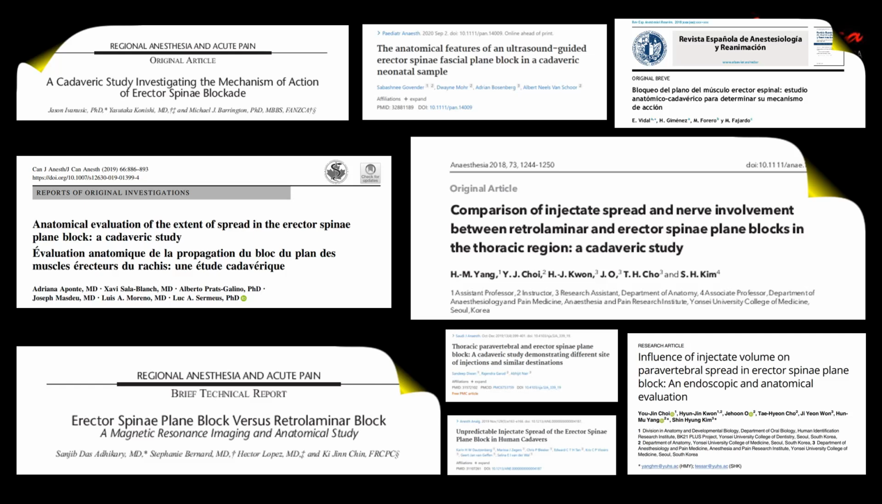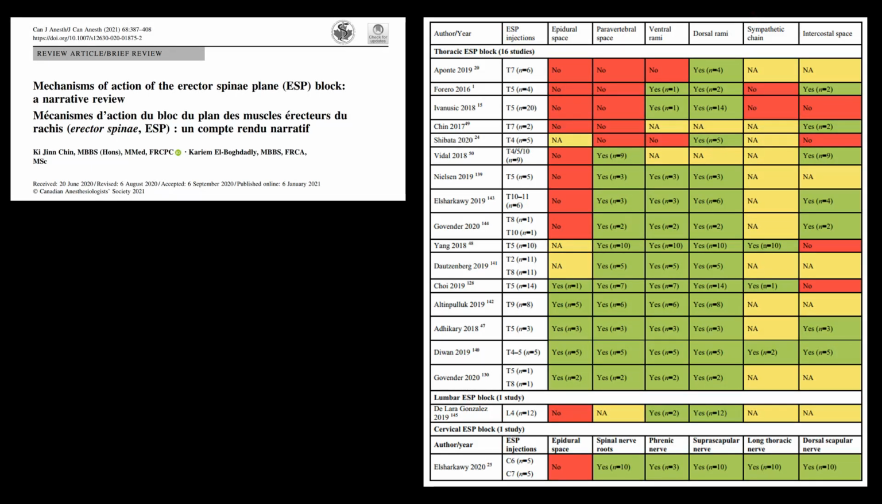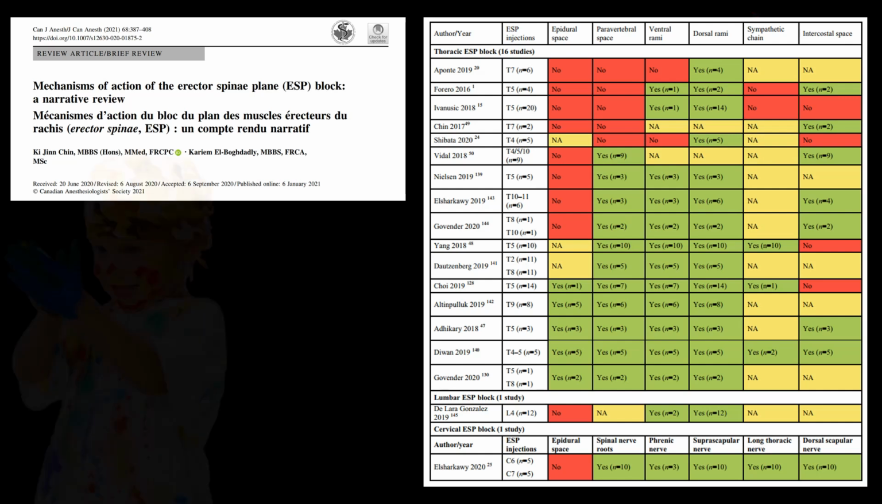Anatomical studies that have tried to demonstrate the spread of the local anesthetic are still controversial to this day. Some have not found contrast or methylene blue in the spinal space, while others have, and even some studies describe reaching the epidural space. In this paper, Professor Kiji Chin explains the limitations of anatomical studies as well as radiological studies in demonstrating the mechanism of action of ESP block.